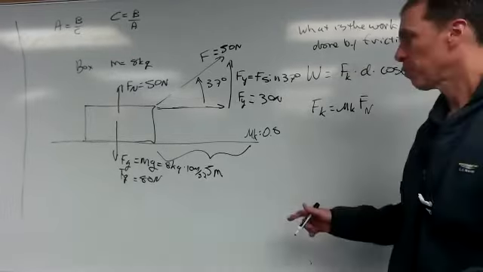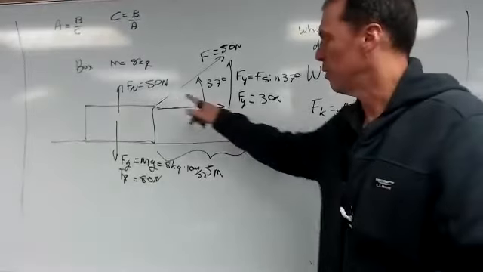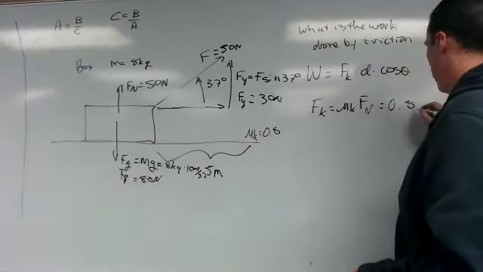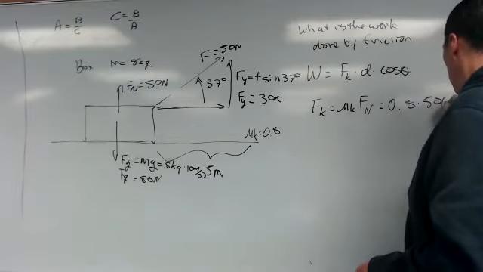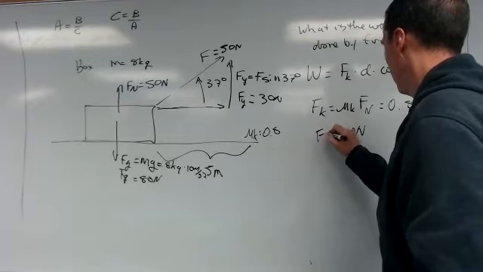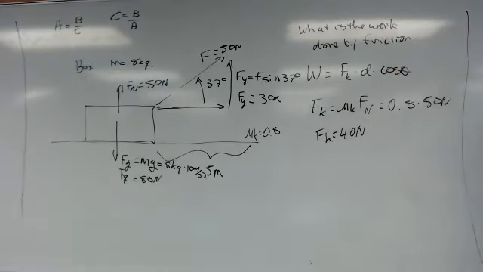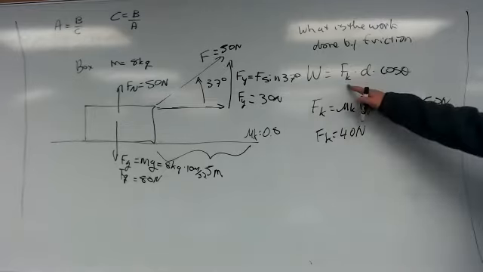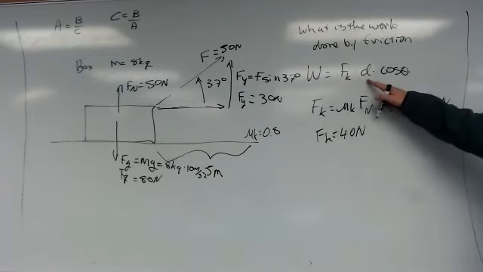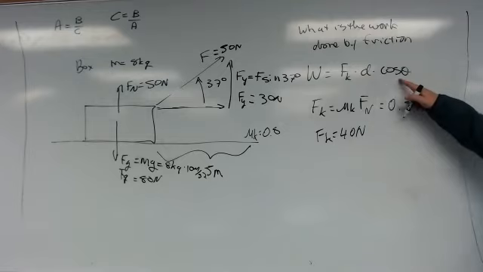So 80 minus 30 is 50. And so this is 0.8, I think it was, times 50 newtons, which is equal to 40 newtons. Right? How does that help me? The force, which is now 40 newtons, times the distance, which is what? 5 meters, times the cosine of the angle.